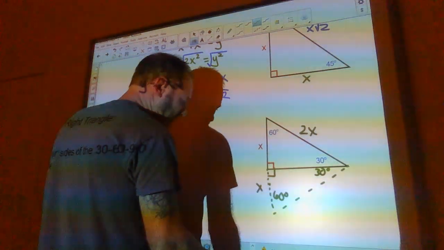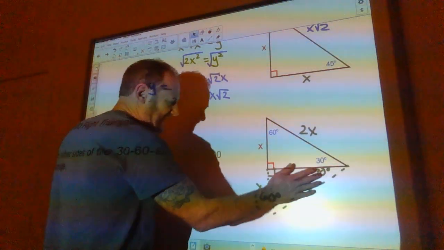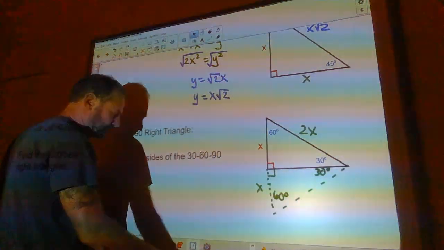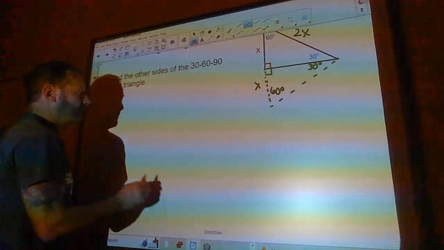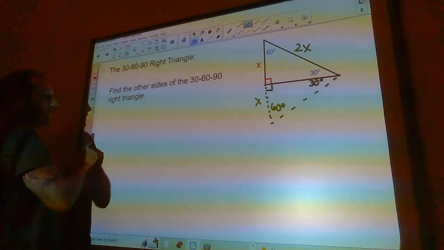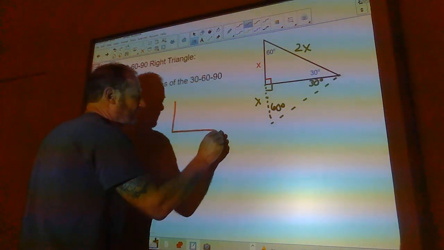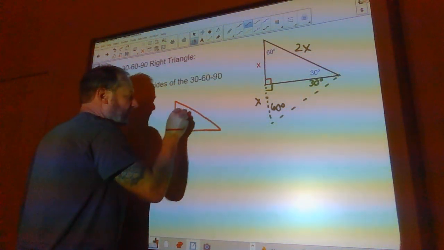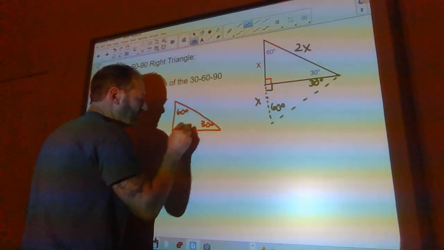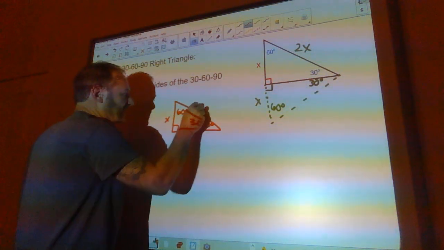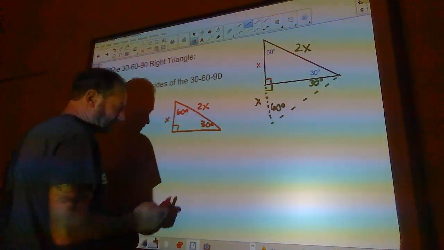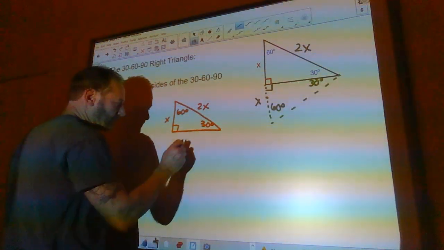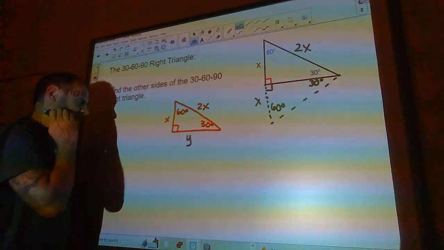Okay, now what I can do is I can kind of forget about this triangle right here. I want to leave that there so that you've got it in your notes. But here's basically what happens. We've figured out that if this is x, this has to be 2x right here. Now I can use the Pythagorean theorem, and I can find y.